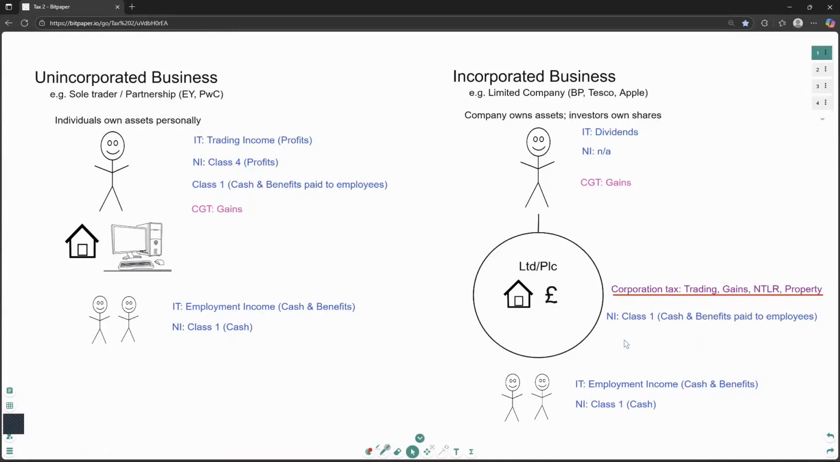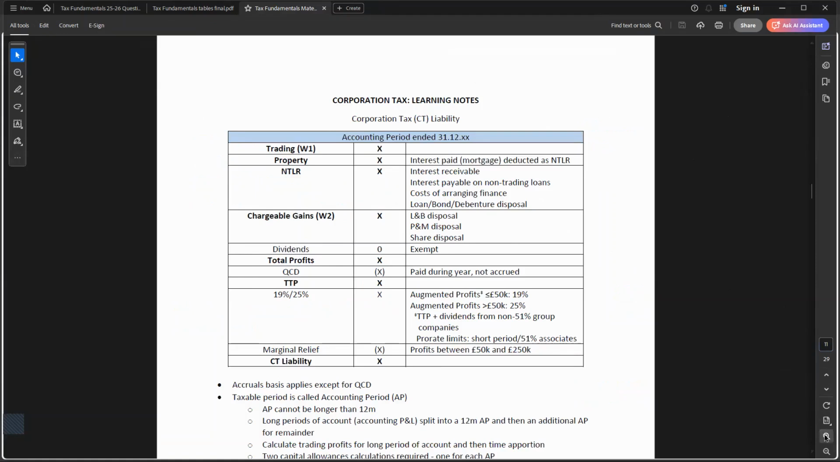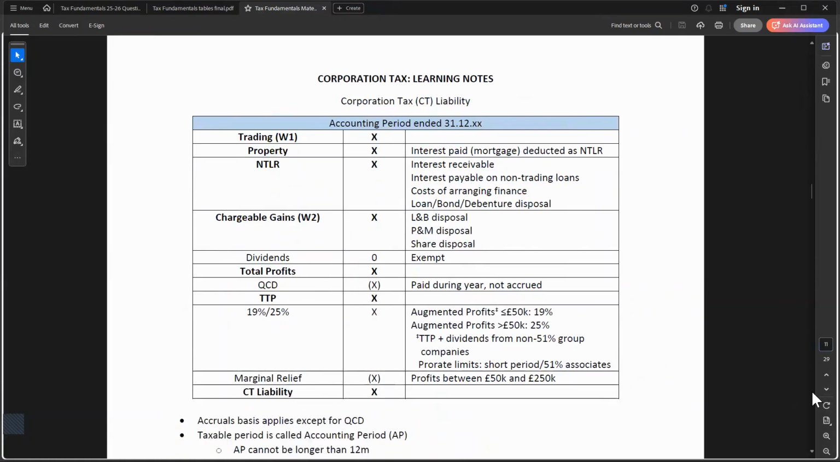Like individuals, companies can have multiple sources of income. As well as having a trade, the company may have property, so have property income, and have investments too. And when we look at the corporation tax pro forma in the notes, we can see the different sources of income that a company may have. So if we go to the ACA Masters notes and go to the corporation tax section, we can see we have the pro forma here clearly set out.